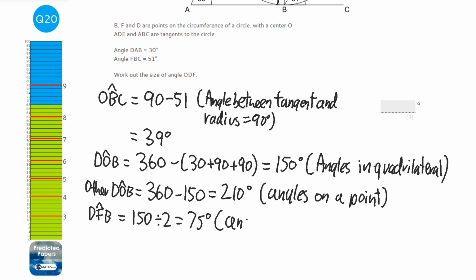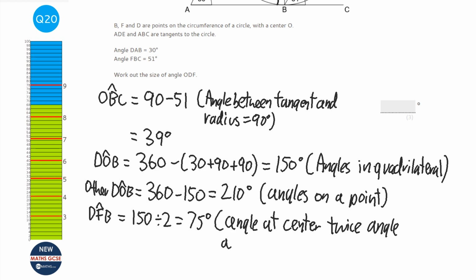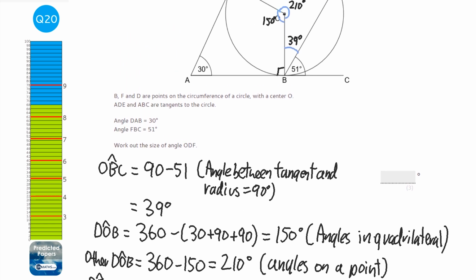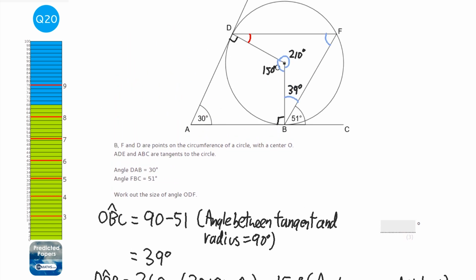So the reason is angle at center twice angle at circumference. Now, if your teacher's given you different ways of writing the circle theorems down, that's absolutely fine. There is no strict way of writing it down. So that's going to be 75 degrees.